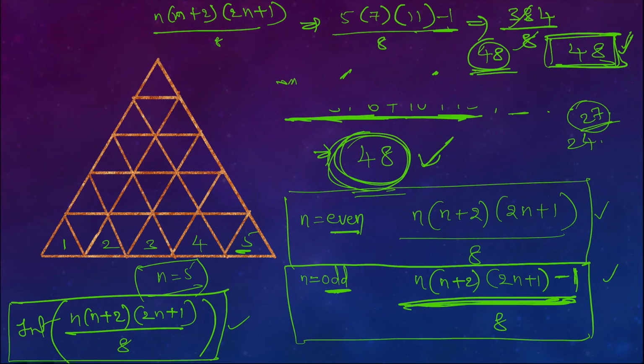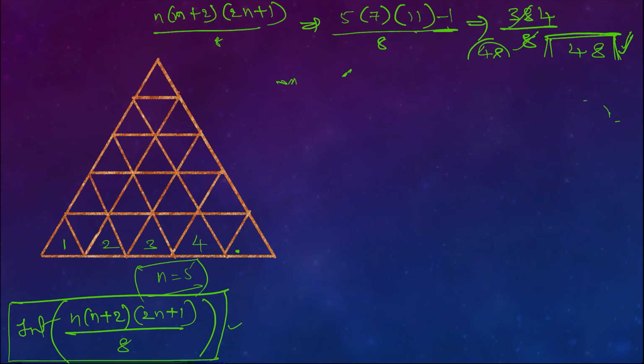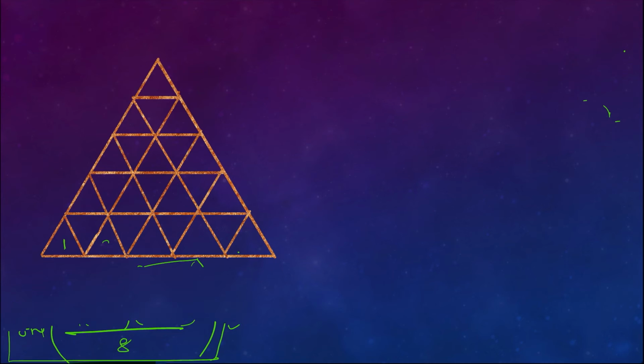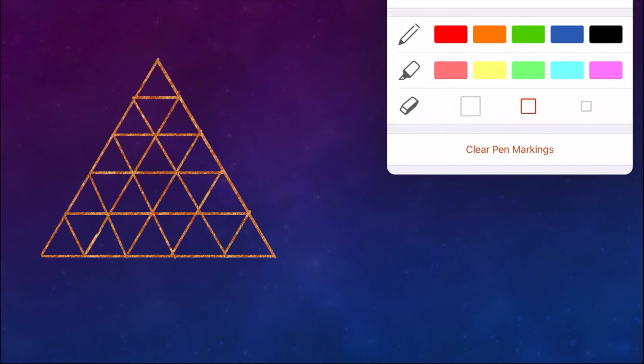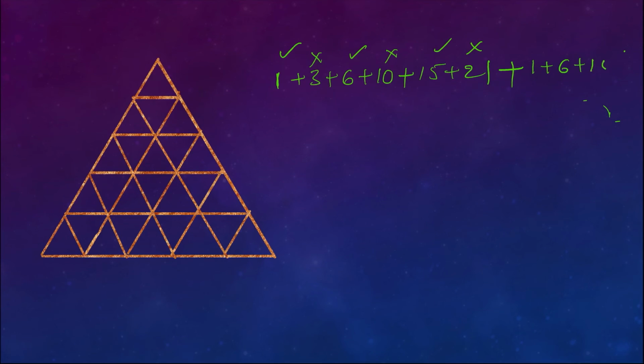Suppose 6 is there. How can you take it? For 6, it means 1 plus 3 plus 6 plus 10 plus 15 plus 21, till 21 only. So now cross, take alternatively. So 1 plus 6 plus 15. What is the total value here?